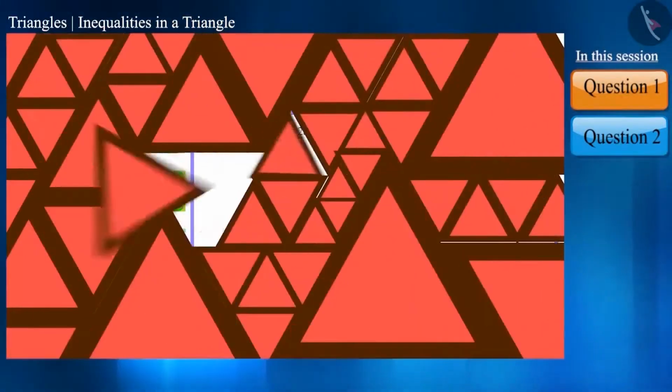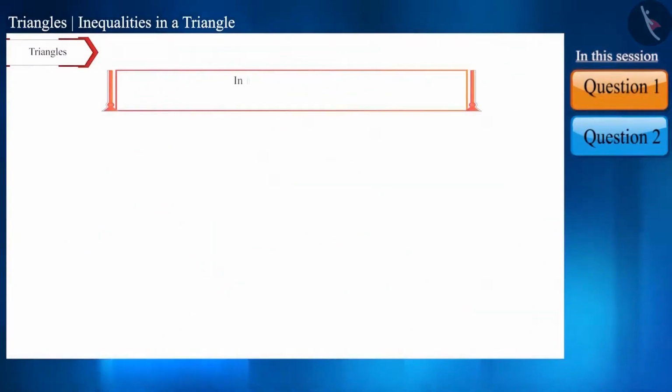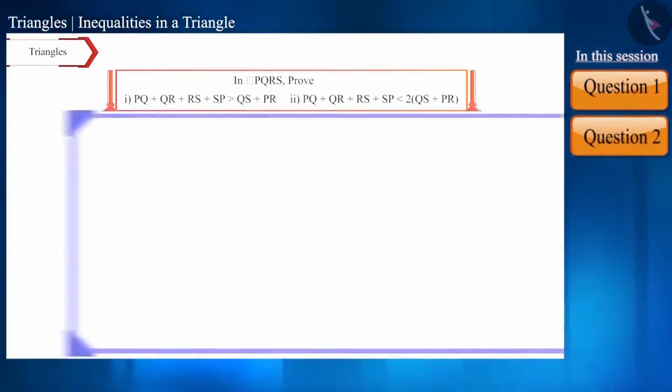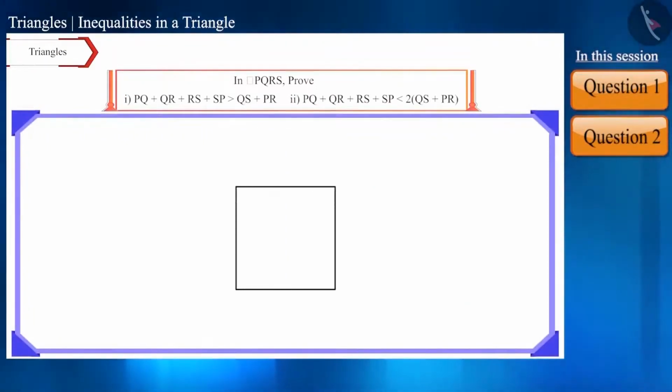Now let's take the next question. Prove the following statements in quadrilateral PQRS. First of all, we will construct a quadrilateral and name it PQRS. Now, we will join the diagonals QS and PR.